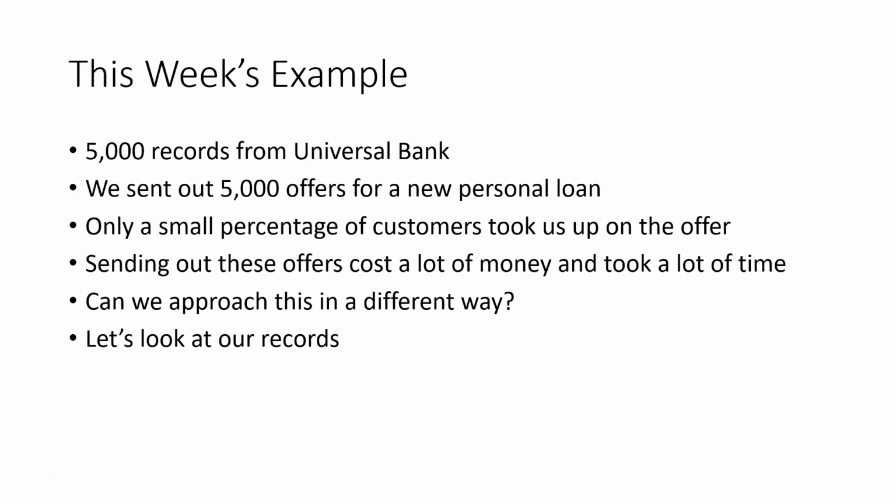In this week's example, we have 5,000 records from a fictitious universal bank. What these 5,000 records represent is we sent out 5,000 loan offers. So we picked 5,000 customers at random and sent them an offer to apply for a personal loan. We got a really small hit rate back, a really small percentage of customers that took us up on the offer. So that cost us a lot of money and took us a lot of time, and it was a really limited return. So could we approach this in a different way? We can classify these records as ones that did respond and ones that did not respond. And we can start looking at the independent variables that might be predictors of response.